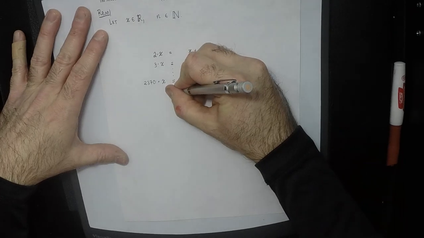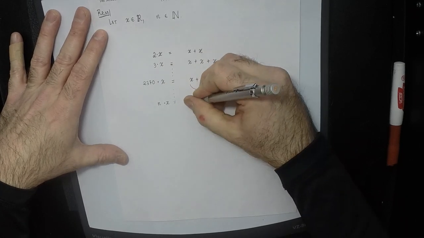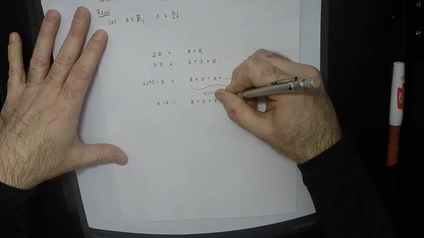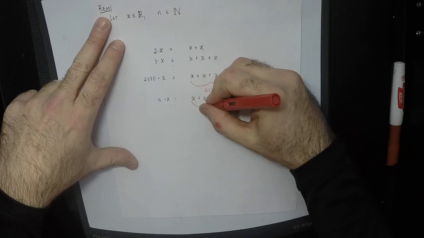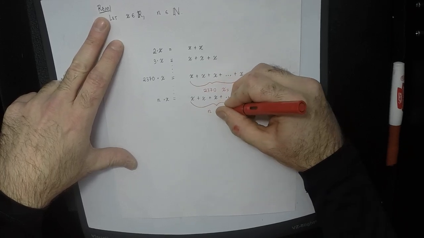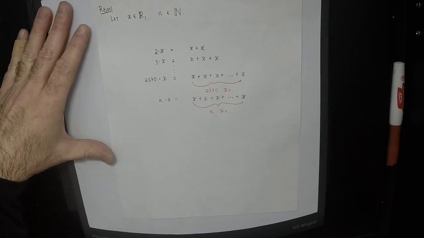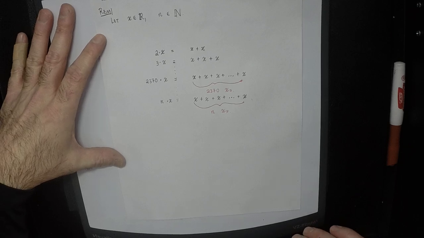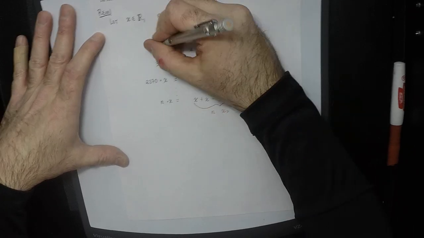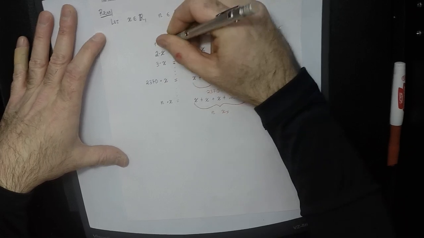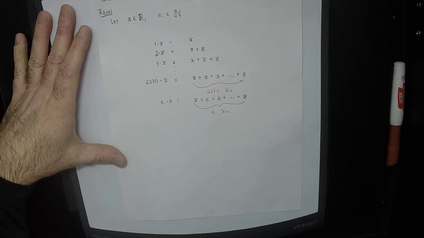Okay, and then nx is the same, right? So n multiplied by x, that means x plus x plus x plus dot dot dot plus x, and there's n of them. So there's n x's. Okay. So now we want this to be true for all naturals. So what's the natural immediately smaller than 2? 1, right? So 1 multiplied by x. What does that mean? You make 1 copy of x and you take all those copies and add them all up, right?